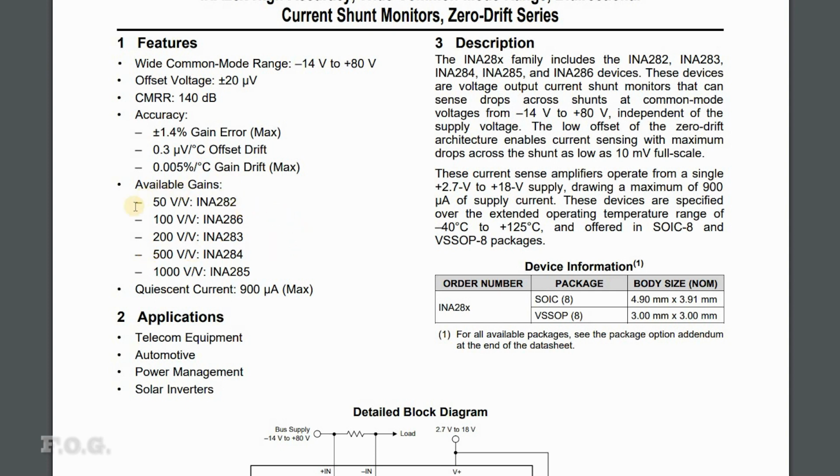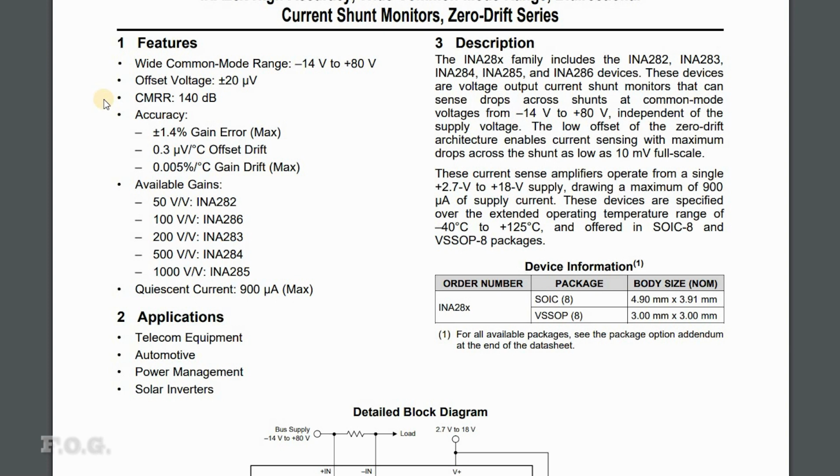And it seems like 50 V/V or 100 V/V are pretty common gains out there, but there are many others out there too. The next up is the common mode rejection ratio, or the CMRR. This figure is provided in dB, which is a confusing measurement method for me.